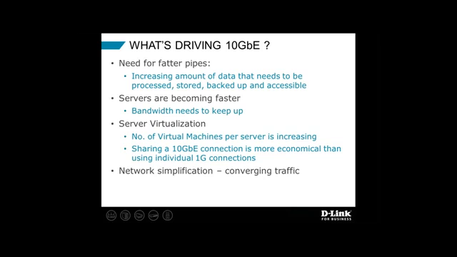So we're seeing more and more 10 gig connections on servers, on storage. Networks are getting simpler. Traffic is converging. Fibre Channel over Ethernet is a good example of storage traffic now running on an Ethernet network. And probably the most important bullet, 10 gig prices continue to come down. And I've got some detailed slides on that. We'll look at that in a little bit.